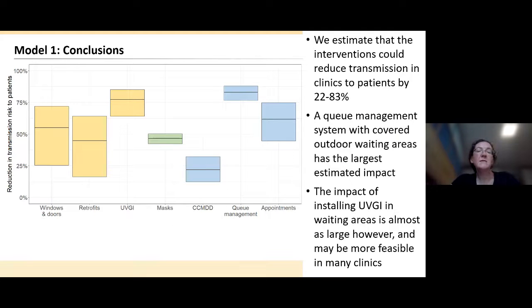To conclude, we estimate that interventions we decided on could reduce transmission in clinics by around 22 to 83%. Queue management system with covered outdoor waiting areas had the most impact, but installing UVGI had almost as large an effect and may be more feasible in many clinics.